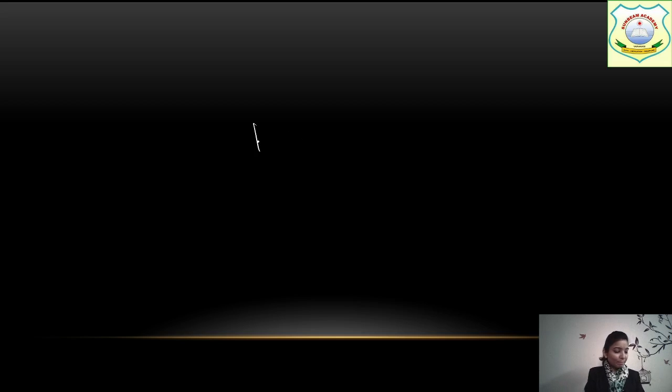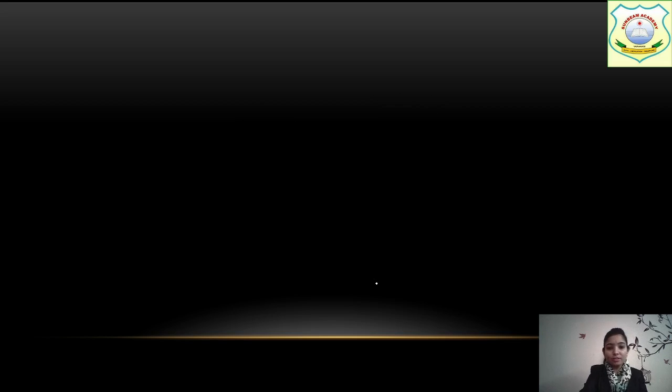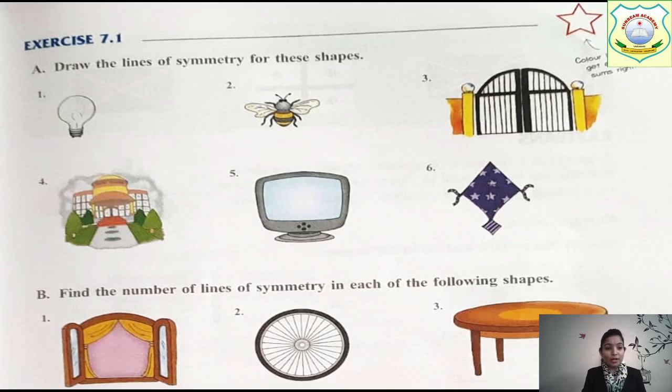All of you open page number 131. Today we are going to do exercise 7.1. Everybody take it out fast. So now this is your book work. Draw the line of symmetry for these shapes. The first question is, we need to draw the line of symmetry for these shapes.